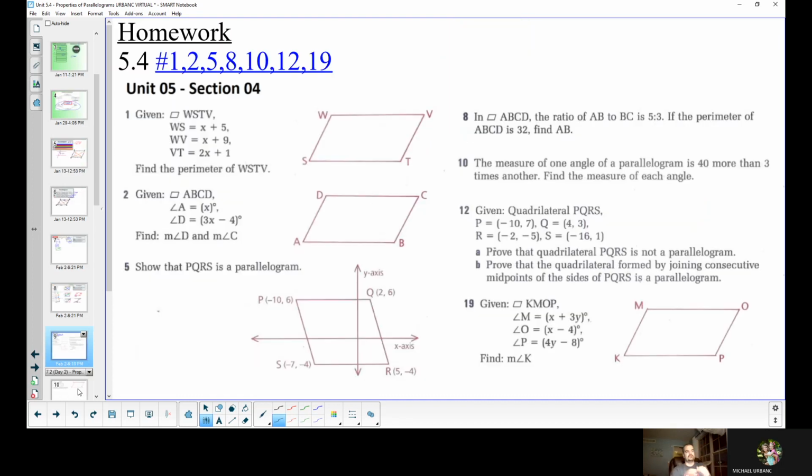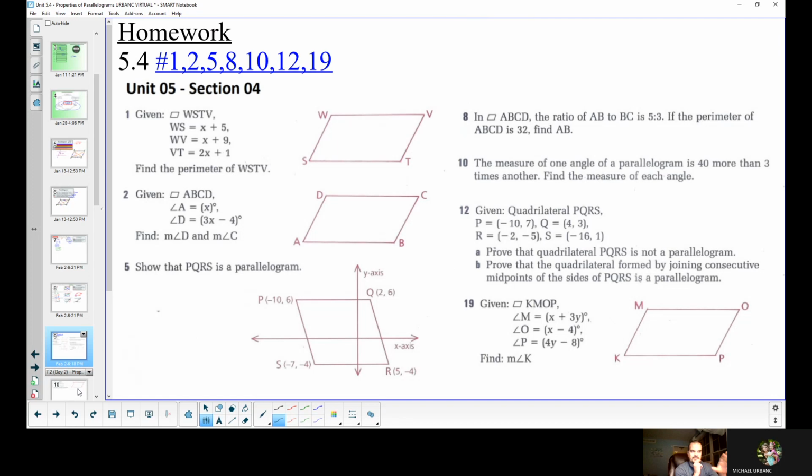So your homework over the next couple of days is section 5.4. And remember, this is not from your Big Ideas textbook, so don't try to go to it and find it because chapter 5 is actually congruent triangles. But for the sake of what we're doing, it's section 5.4, numbers 1, 2, 5, 8, 10, 12, and 19. I'm going to warn you, some of these are easy, some are difficult. Number 19, you're going to have to solve using systems of equations. I know how much you guys love that. And then you've got a ratio problem, number 8, and just a nice variety of problems.